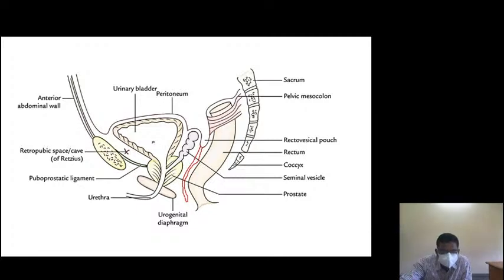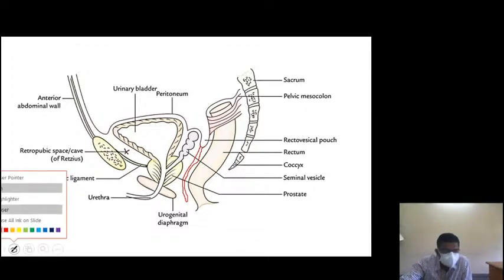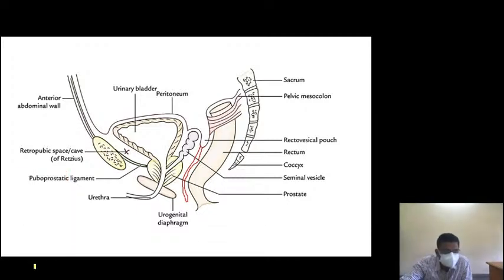So these are all the contents. In front of this urinary bladder you can also see a potential space, which contains loose connective tissue, called the retropubic space of Retzius. It's also called the retropubic space or the space of Retzius. So anteriorly you are seeing the space of Retzius, and posteriorly you are seeing the fascia of Denonvilliers.